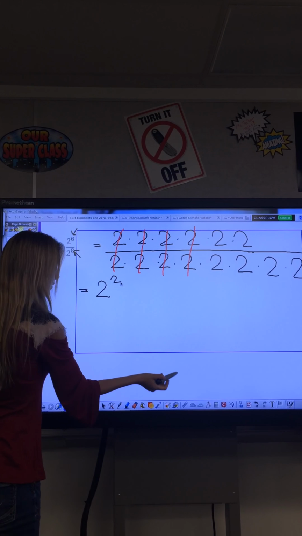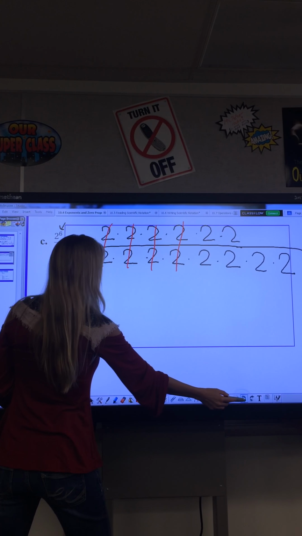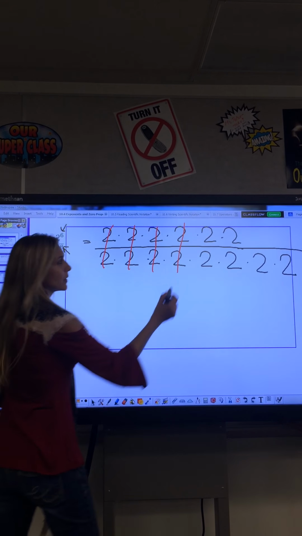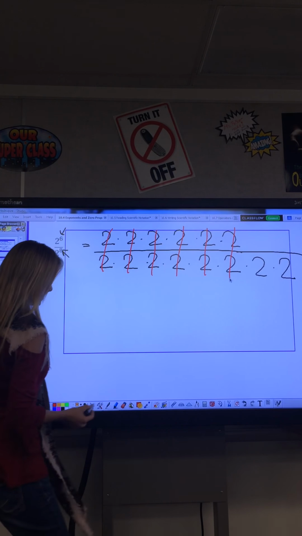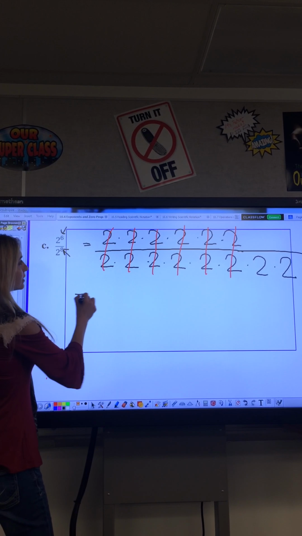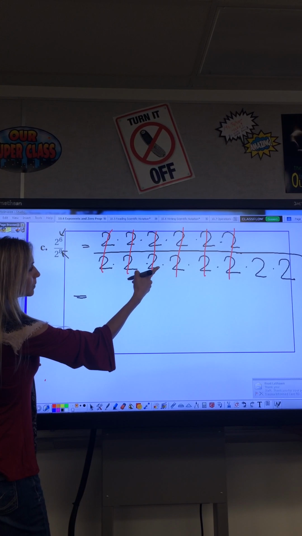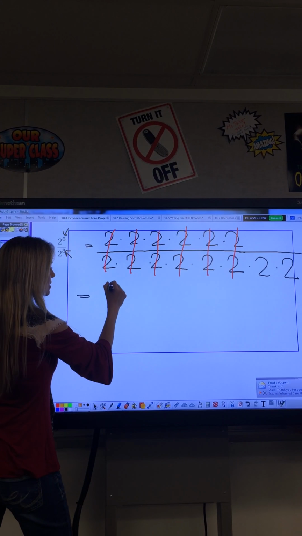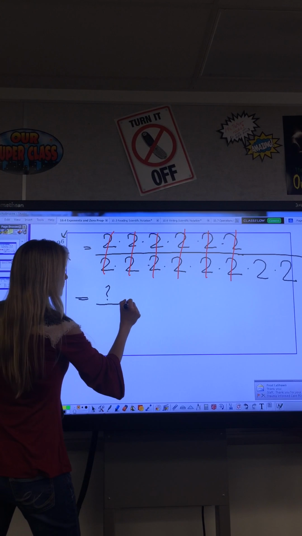Oopsies, what am I doing? I forgot to cancel them out. I'm going a little too fast, huh? Do I have any 2's now left in the numerator? No, I do not. Oh my goodness. So there is a question mark in the numerator.